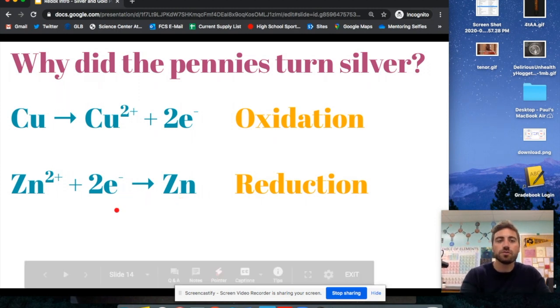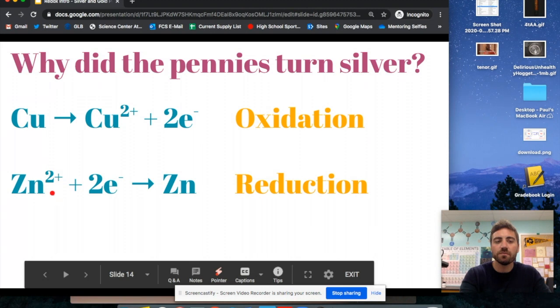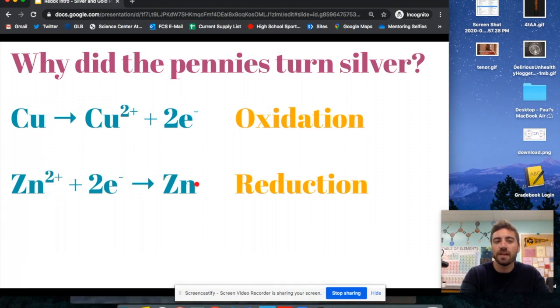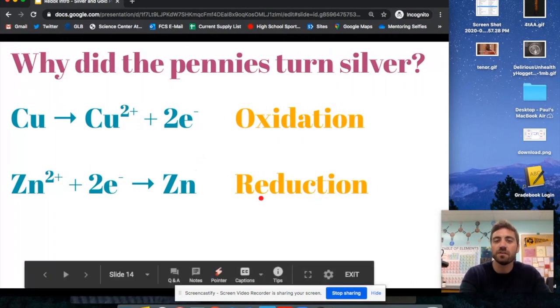And one way that I like to remind myself what these mean, notice that it started out +2 and it ended up neutral. Its charge reduced. So when you see the charge go down from +2 to 0 or any decrease of charge, that's a good clue that you've got a reduction.